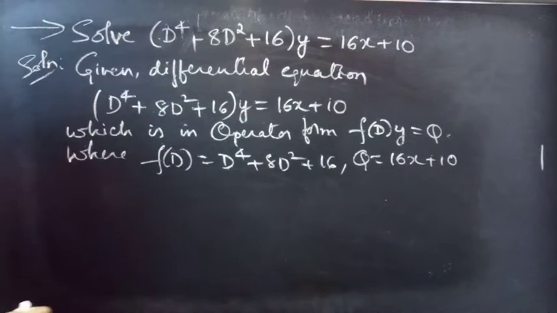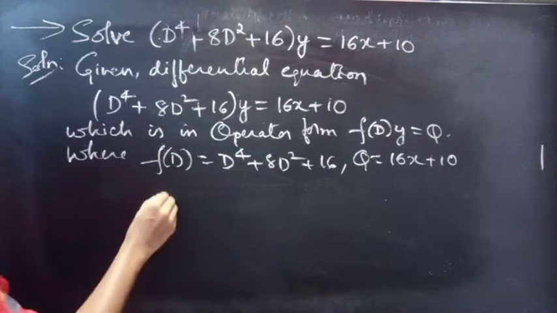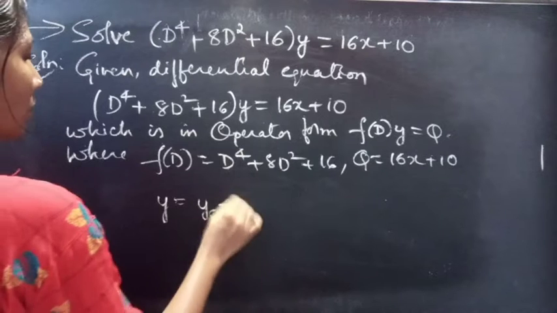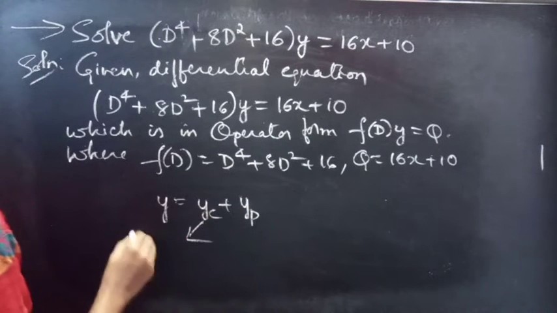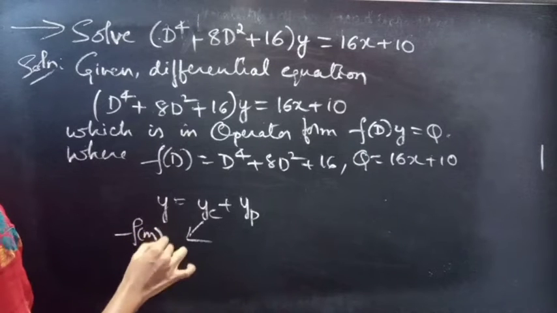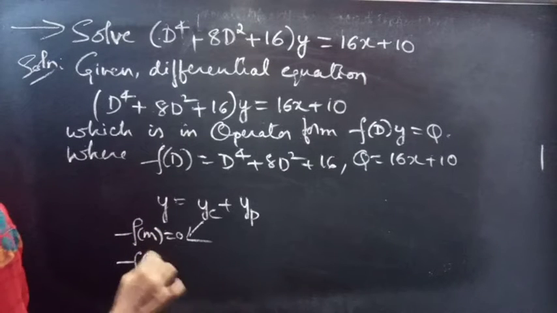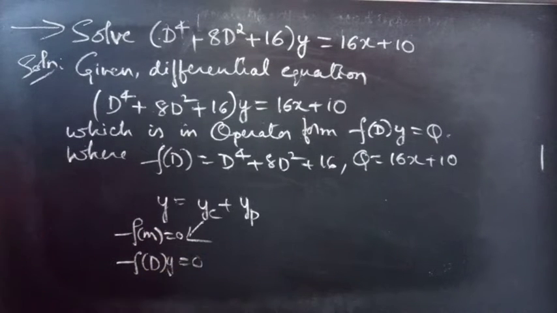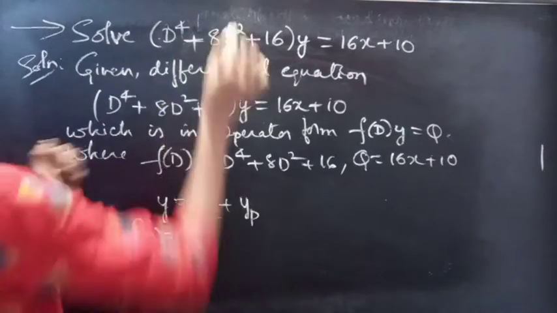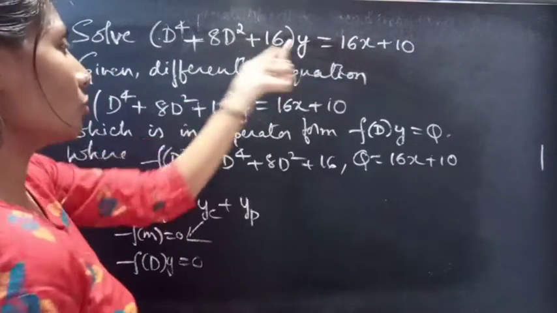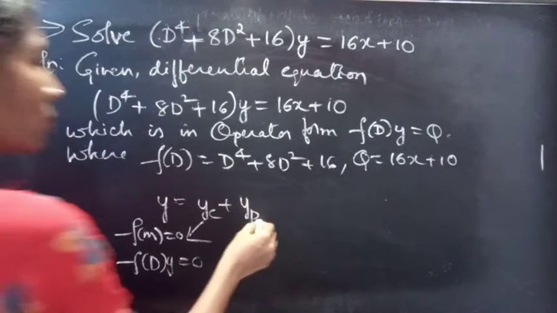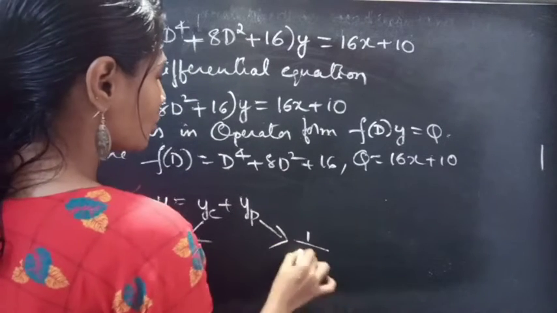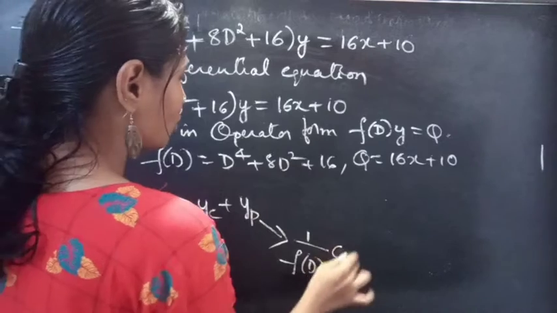Now we need to find the general solution to the given equation, which is given by y = yc + yp. Here yc is the complementary function. We'll find yc using the roots of the auxiliary equation of the homogeneous equation of the given non-homogeneous equation. Simply by taking the RHS to 0, we'll get F(D) y = 0, which is the homogeneous equation, and we'll find yp using 1/F(D) into Q.